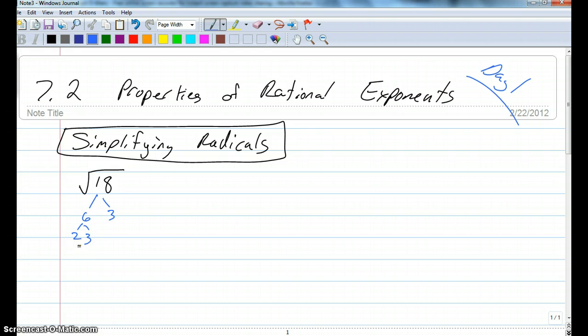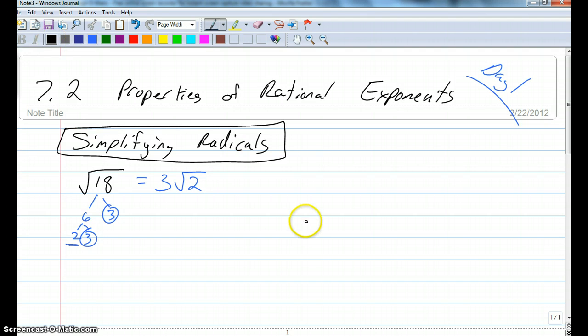And in order to get out of radical land, you needed a buddy. So who's got a buddy here? 3's got a buddy. So a 3 comes out. 2 got left behind without a buddy, so he's left inside of radical land. So the square root of 18 simplifies to 3 root 2.